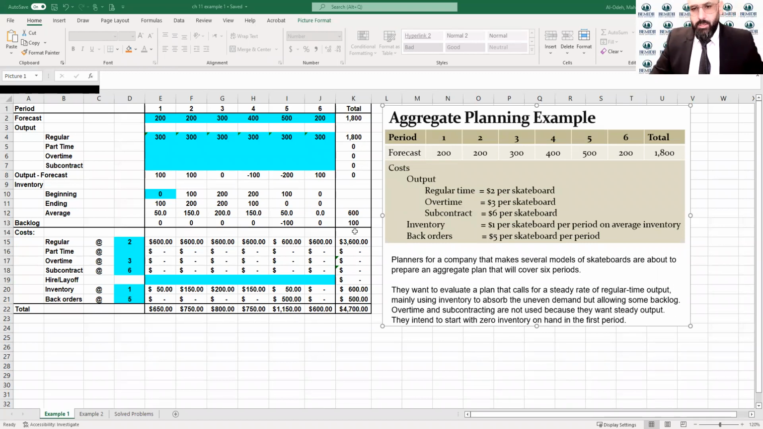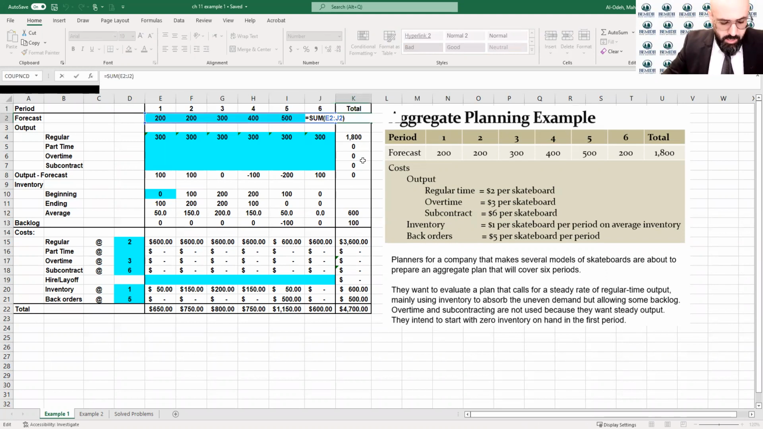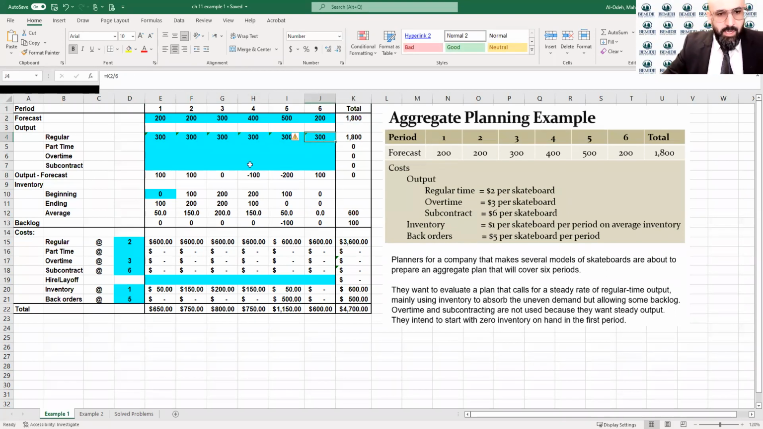All right, so let's take a look into the information here. We have the period from 1 to 6. We have the total to be 1,800 units. And this is just adding these together. Now, in order to have a steady output, we divide that by 6 periods. So 1,800 divided by 6, that would be 300 units in every period. So that's the plan. We are planning to create 300 units every period. And that will give you a total of 1,800.